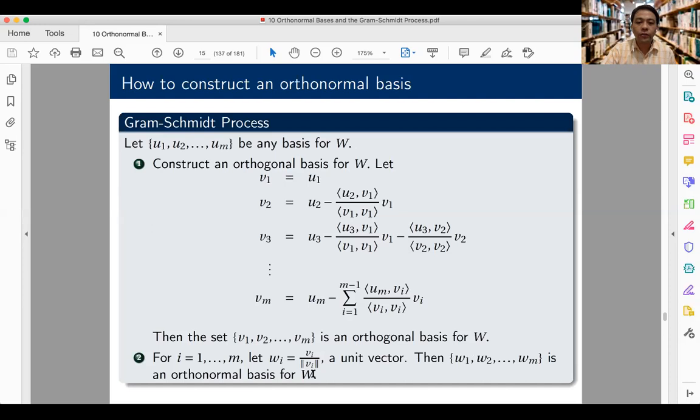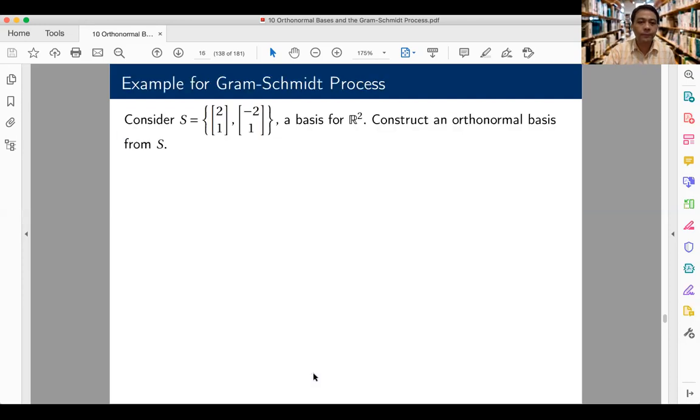Okay? So let's have an example. Consider this set S. You can easily show that this is linearly independent. You just form the matrix where the columns are the vectors, and you get the determinant. The determinant there is 2 minus minus 2, so that's 4, not equal to 0. So the matrix is invertible, hence the columns are linearly independent. So this is indeed a basis for R2.